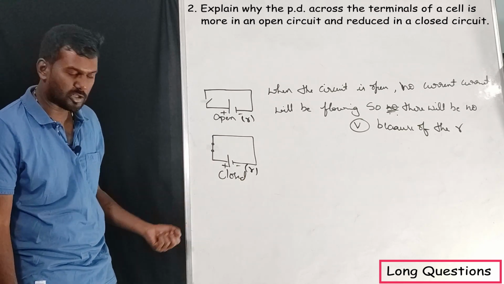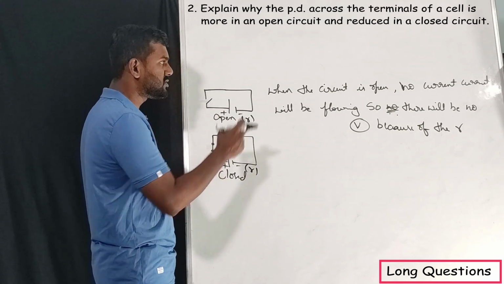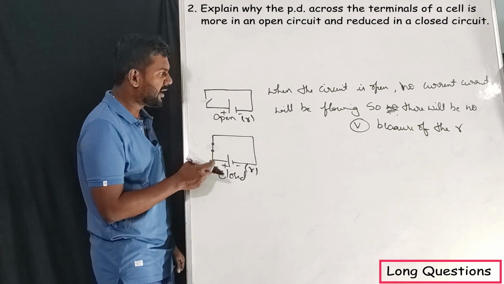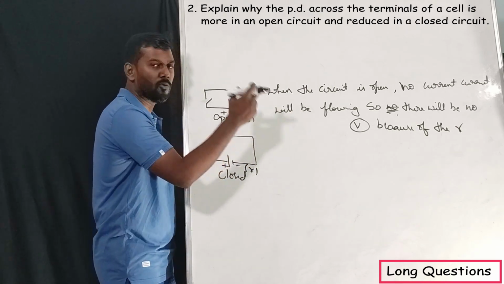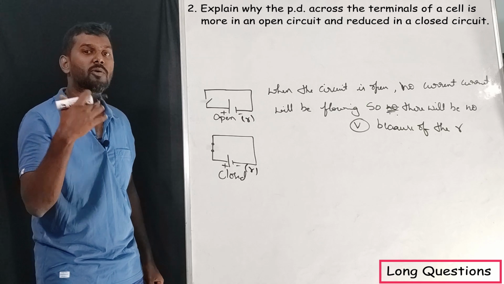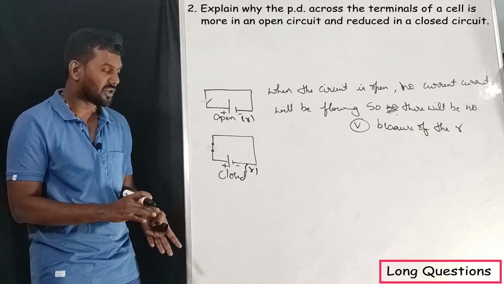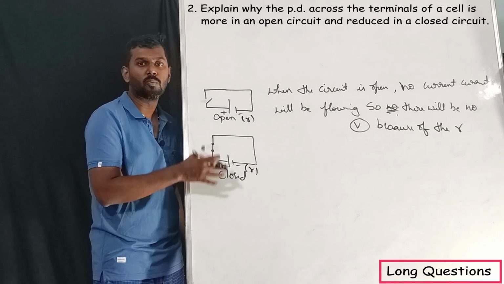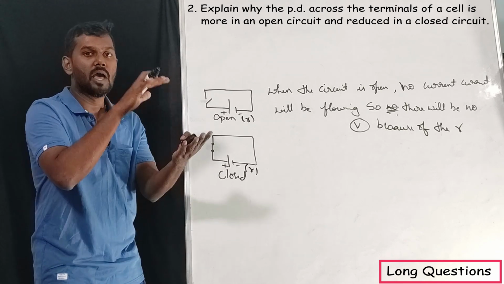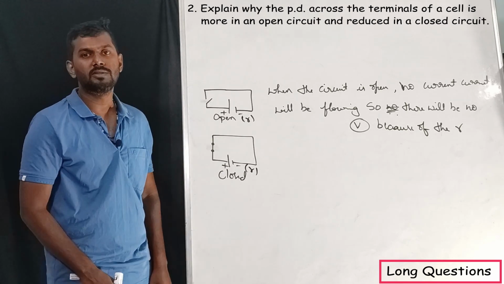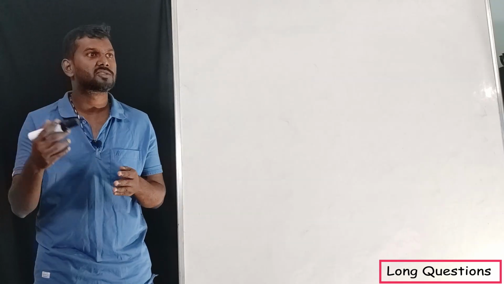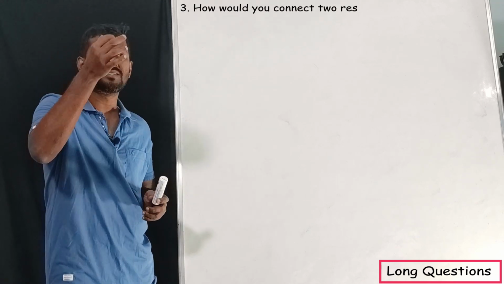So the same thing, exactly opposite in closed circuit. When the circuit is closed, current will be flowing, and because of the internal resistance, there will be voltage drop. What do you mean by voltage drop? Voltage will be lost. That is why in closed circuit, potential difference across the terminal will be reduced compared to open circuit.